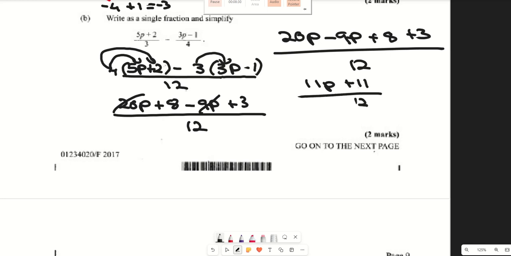So it's 11p plus 11 over 12. You can see that these can factorize. They say simplify, but it's a single fraction, so you can probably leave it as this. Or, because 11p and 11 have 11 in common, it will be 11 open bracket p plus 1 all over 12. And that would be your answer for part B.